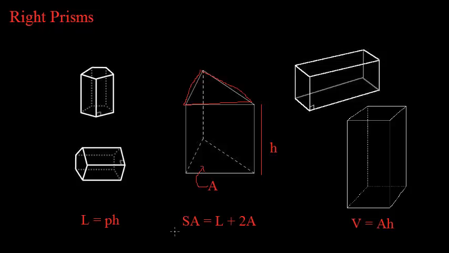The total surface area of a prism, you add the lateral surface area, which we get from our previous formula, and then add to it 2 times the area of your base. So A here stands for the area of the base, and since there are 2 bases, that's why we multiply it by 2. Finally, our volume is going to be the area of the base multiplied by the height. Let's go ahead and practice that with some numbers.